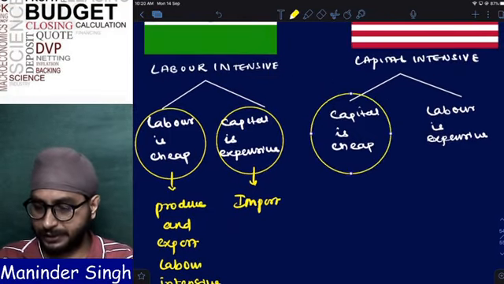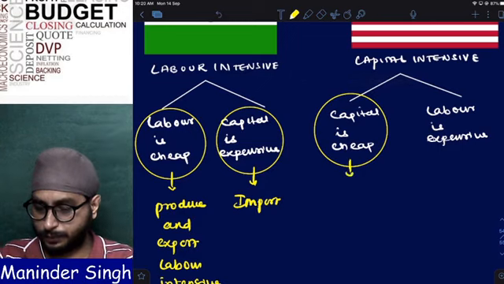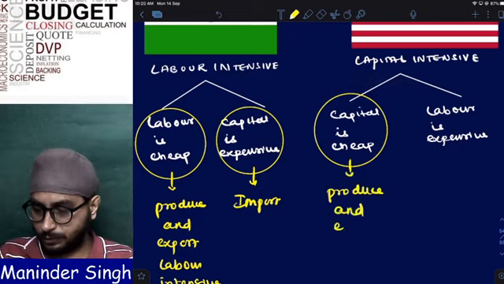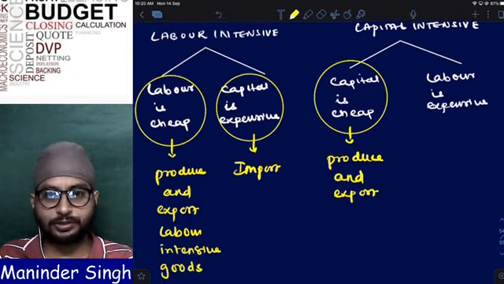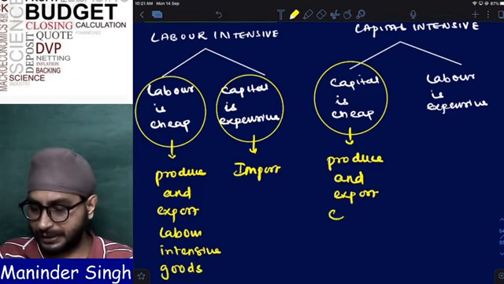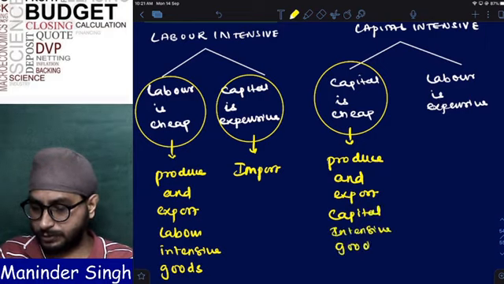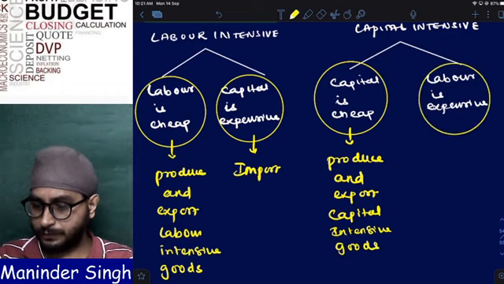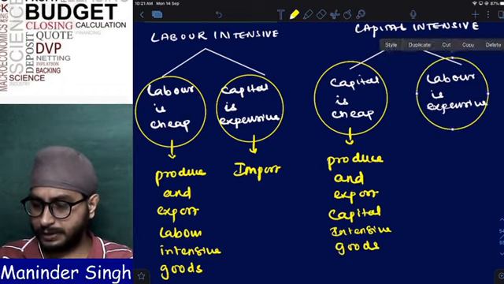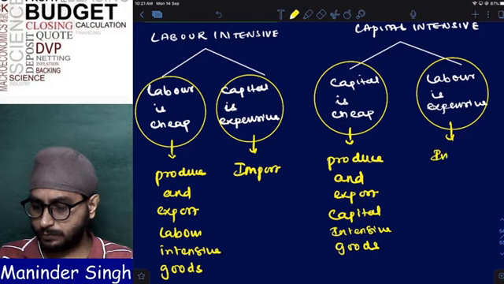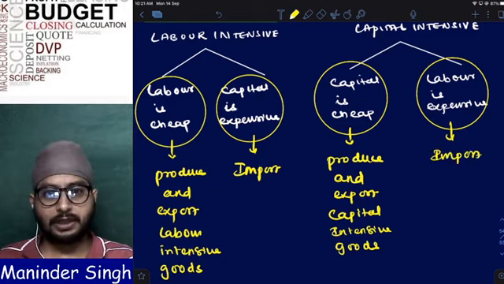Capital intensive techniques are cheap, right? So can I say produce and export? What should US do? It should produce and export capital intensive goods. And what about labor? Import, right? Correct. I hope you understood.